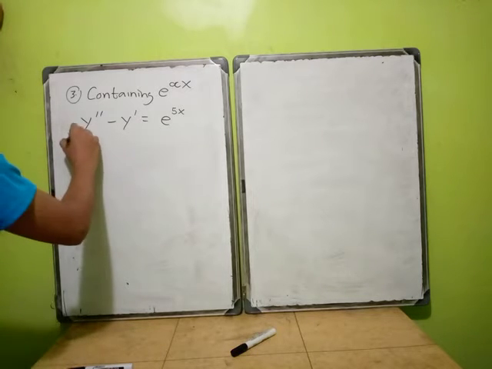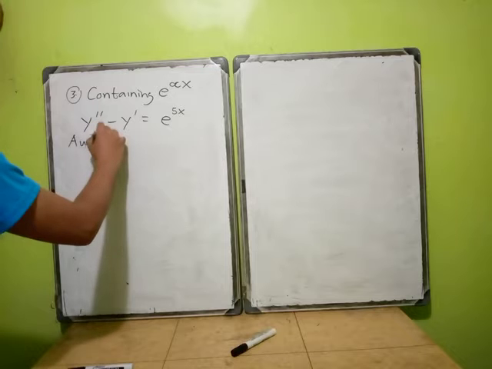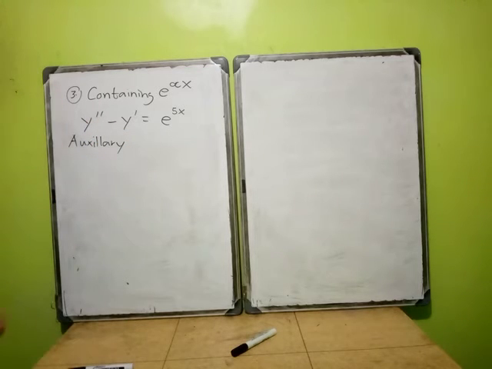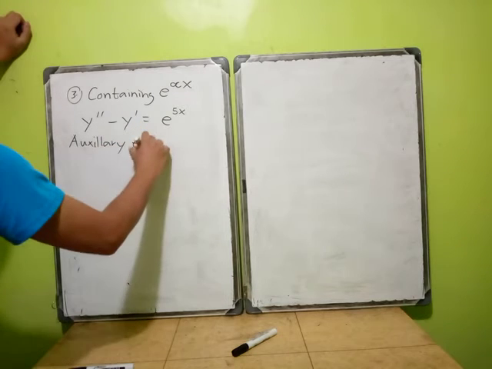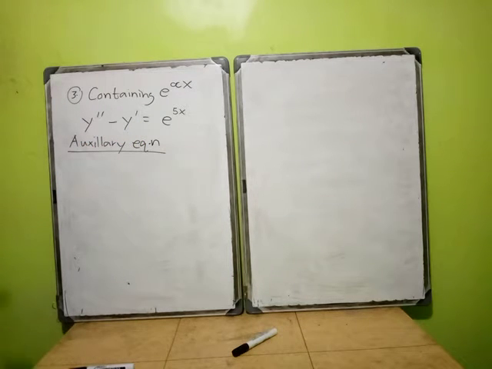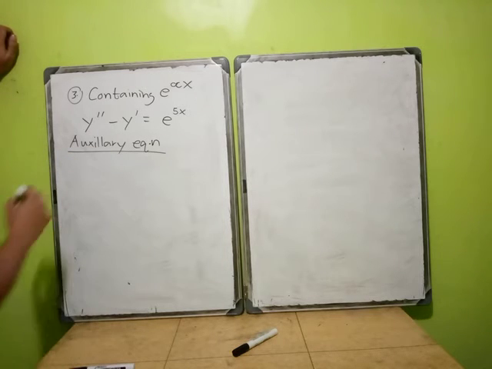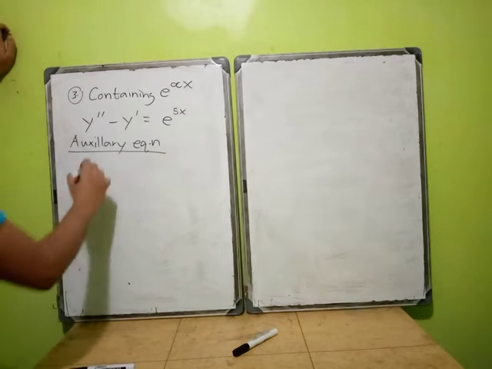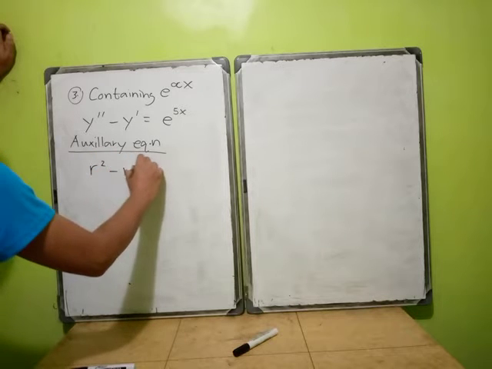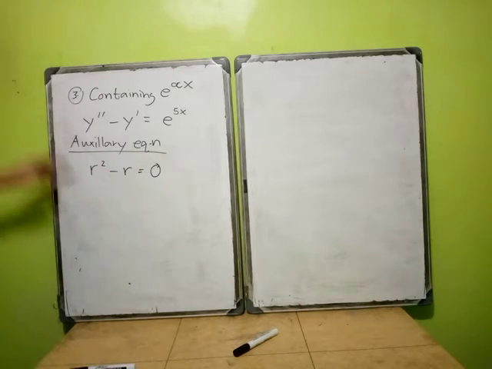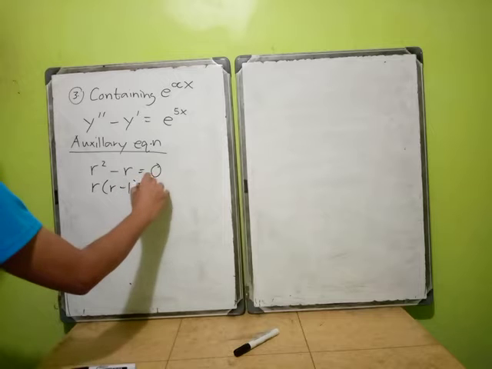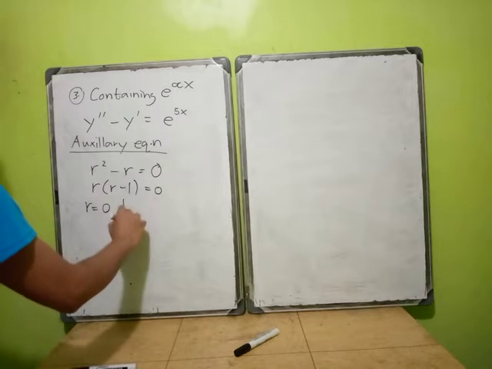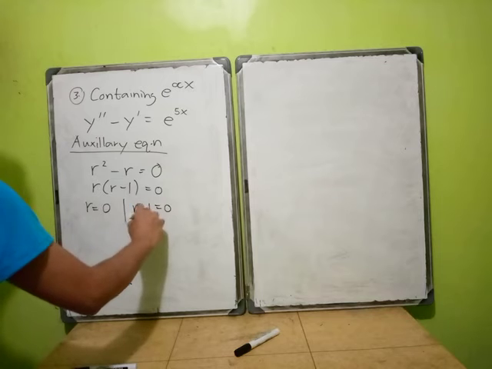again, the first thing you should do, just like in any other non-homogeneous second order differential equations, or non-homogeneous linear differential equations in general, is to construct the auxiliary equation. So it will become r squared minus r is equal to 0. Here, it's r squared and this is r. So we got r times r minus 1 is equal to 0. So we got r is equal to 0 and r minus 1 is equal to 0, so r is equal to 1.